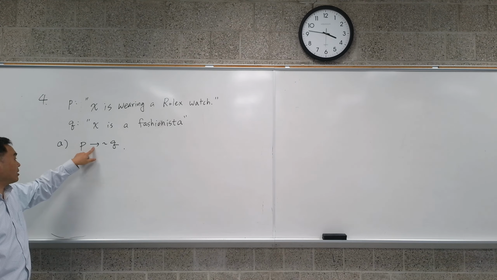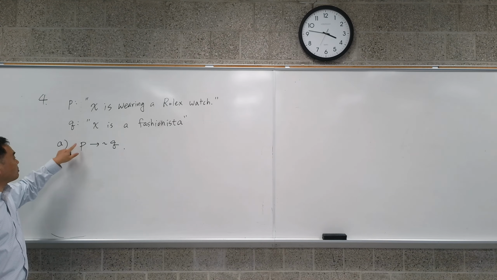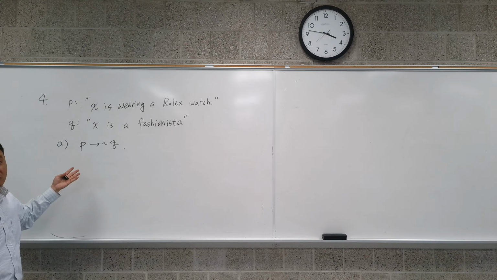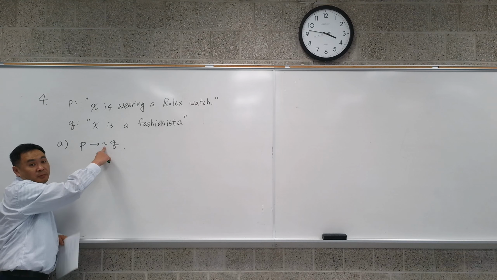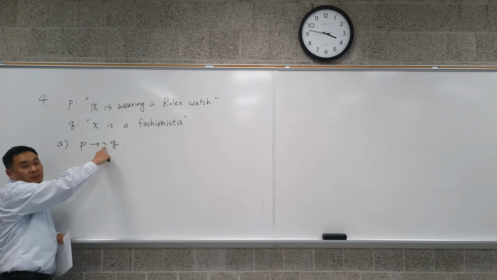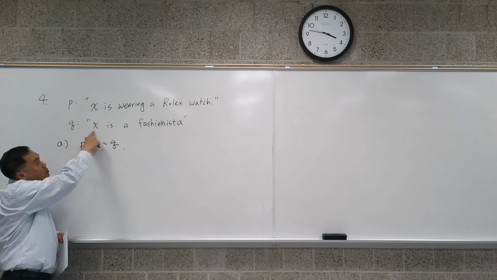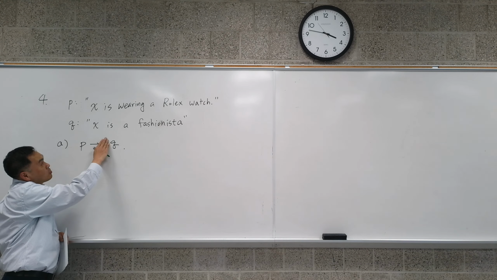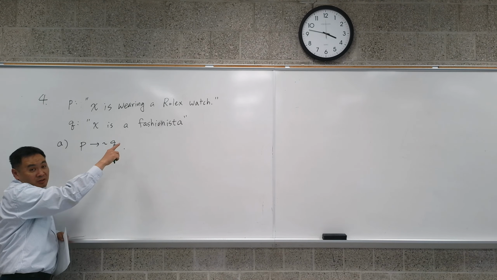Implies, right? P implies the other one. Or you can say if P then Q. That's another way to say it. I'll go with that. If P then Q. What does this wiggle mean? It means not. Okay, so it's the opposite statement of this. So if Q means X is a fashionista, then this wiggle means X is not a fashionista.